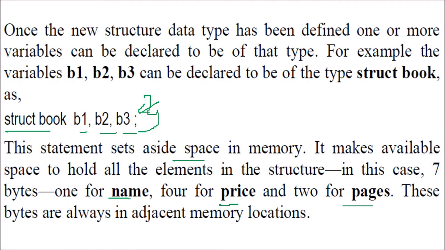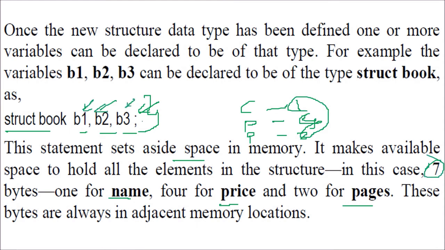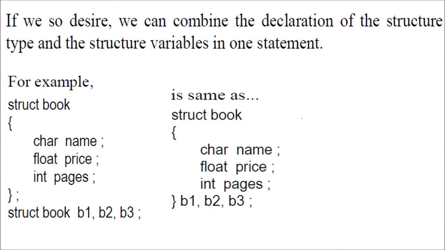See, the name is a character we have taken, so it will take 1 byte. Then price, because it is a float, will take 4 bytes. Then we have pages, it is an integer, so 2 bytes. So 4 plus 2 plus 1, that is 7 bytes it is going to take. For this one, 7 twos are 14 and 7 threes are 21. Now we can do these activities.